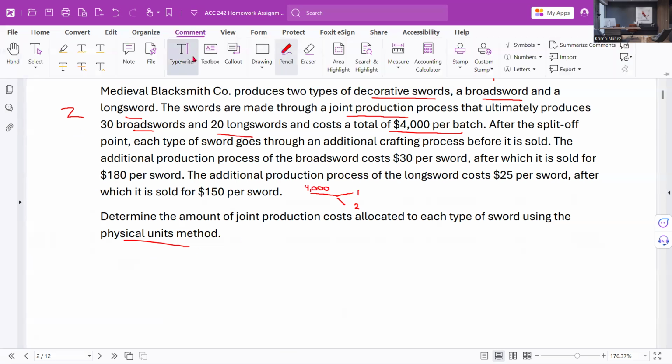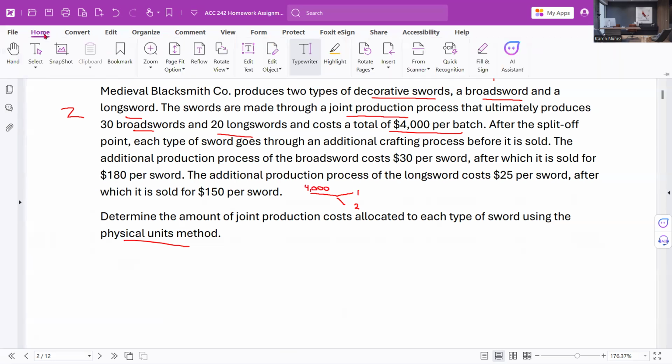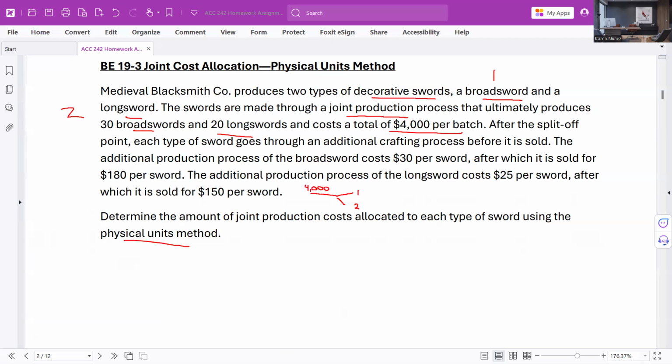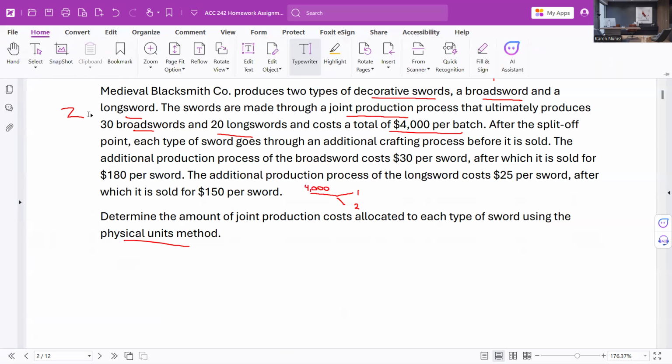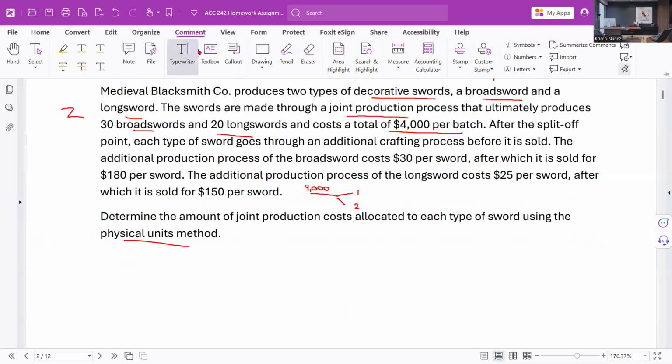So here, hopefully I can get this clipboard to work correctly, and we'll get this pasted in.